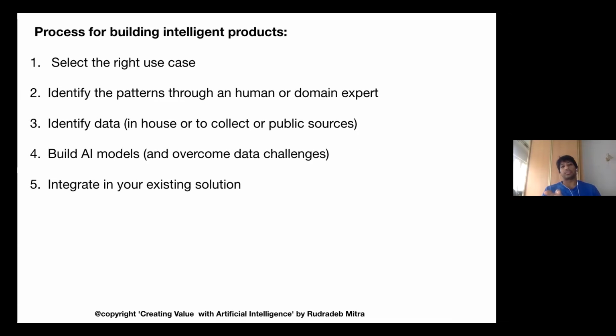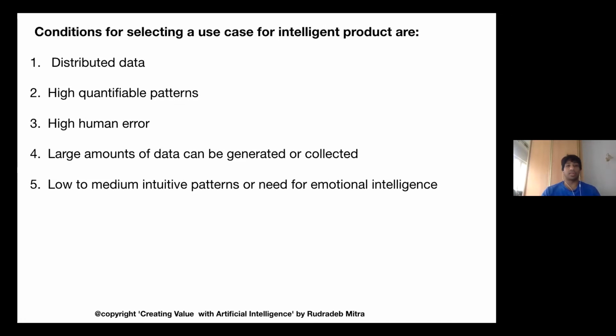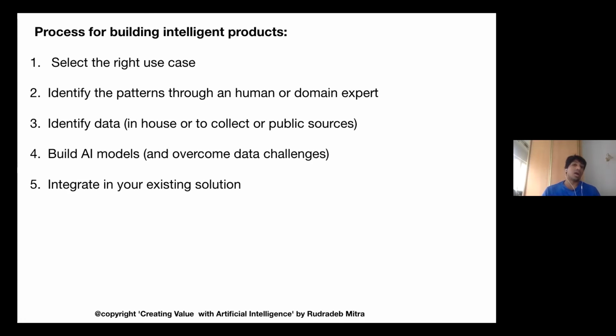So the process that you have to go through is, first of all, select the right use case. The right use case meets the conditions I described. Identify the patterns through the human or domain expert, and then identify the data. The data could be in-house, in your company. Maybe you have to collect the data, or maybe it's public. I will give you some case studies, and a lot of those use publicly available data. Then you build the models, and you might have to overcome some data challenges, and then integrate into your process. That, in a nutshell, is how you should go about building the solution.